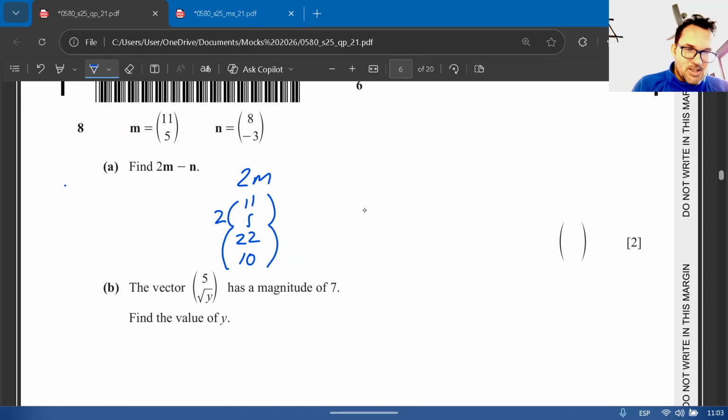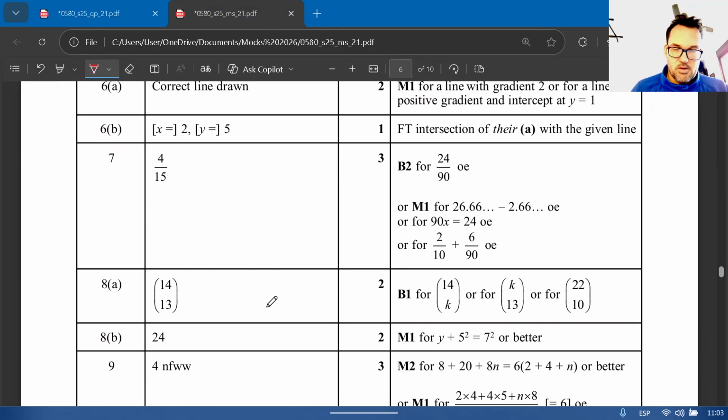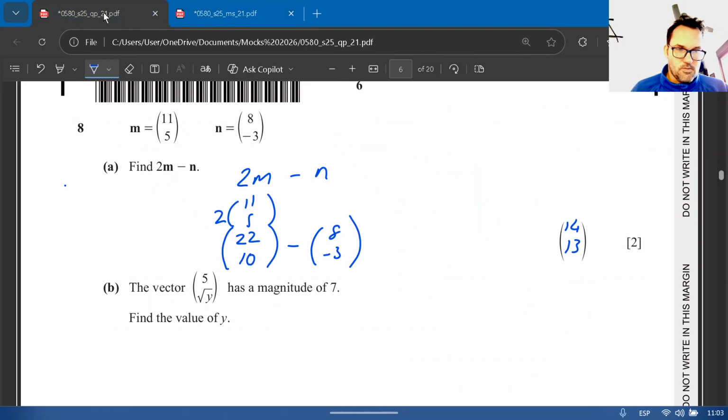Then we need to subtract n, which is 8 over minus 3. So straightforward. 22 minus 8 is 14. And then 10 minus minus 3, two minuses make a plus, so 10 plus 3 is 13. So 14 over 13. Marks here: if you got everything wrong, you can get 1 mark, or 1 mark for each correct part. Not 3 marks. That's how it works.